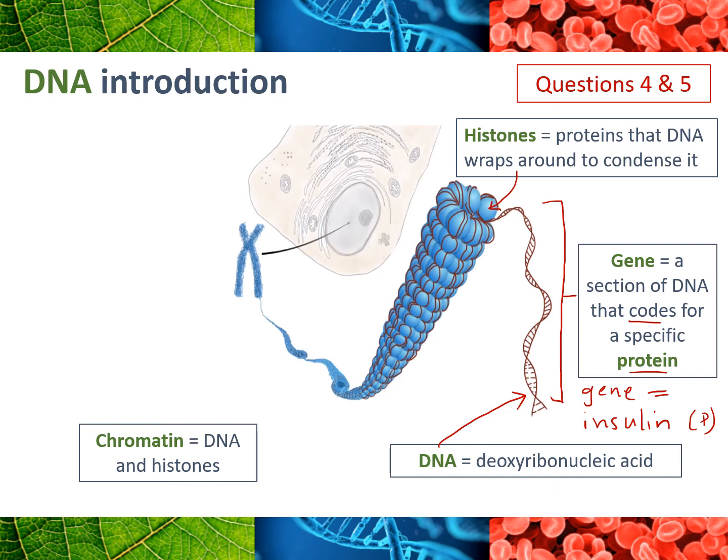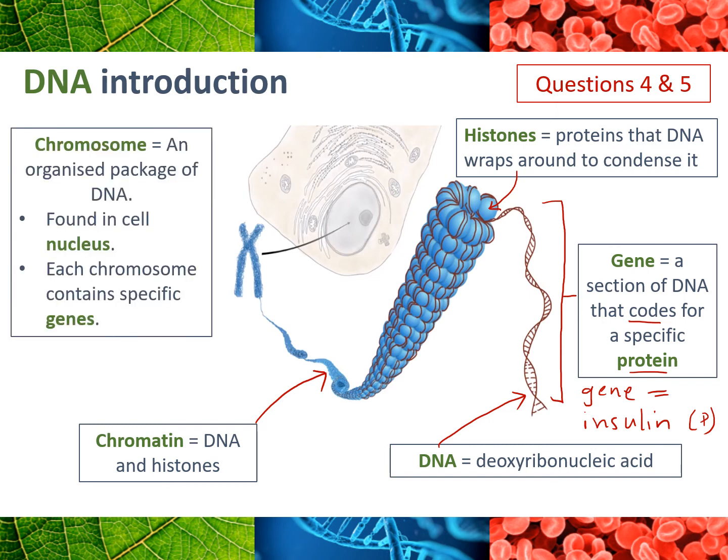When we have the DNA and the histones combined, we call that material chromatin. Okay, so this whole thing here, which is the DNA and the histones, is called chromatin. Okay, I know it's very similar to chromatids, which we've looked at, but chromatin is the material, including the histones. And then a chromosome is the organized package of DNA. Okay, so this chromatin winds up into what is called a chromosome.